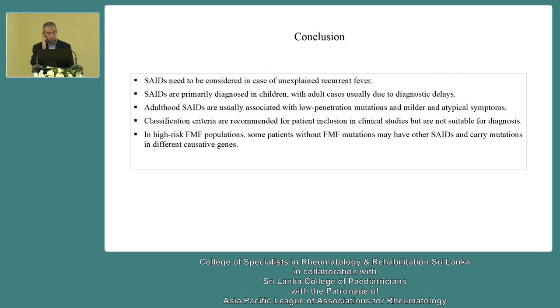So in conclusion, systemic autoinflammatory disease needs to be considered in case of unexplained recurrent fever. These are primarily diagnosed in children, with adult cases usually due to diagnostic delays. Adulthood systemic autoinflammatory diseases are usually associated with low penetrance mutations and milder and atypical symptoms. Classification criteria are recommended for patient inclusion in clinical studies, but are not suitable for diagnosis. So you have to keep a high index of suspicion. With that, I will stop, and thank you for your listening.